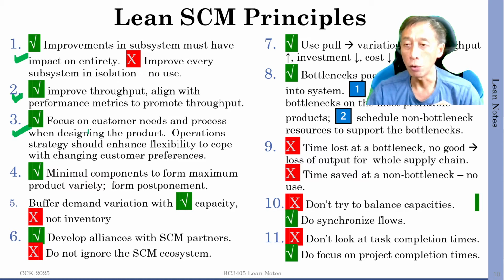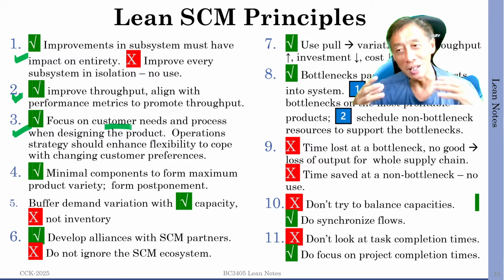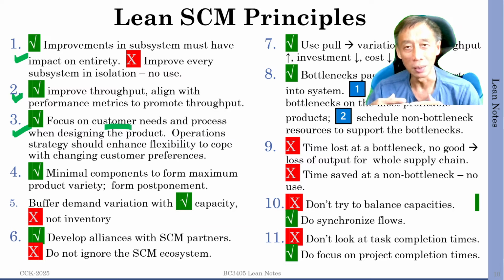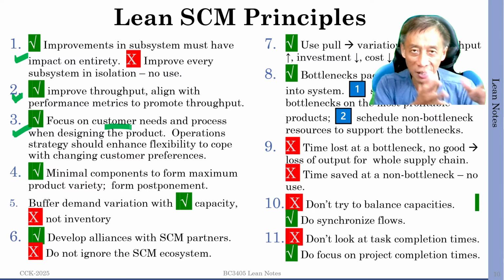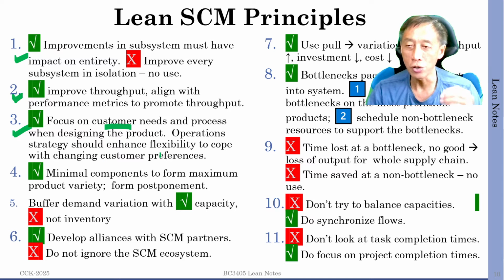Number three, focus on customer needs. Total quality management, TQM, taught us the customer is at the center. Listen to the customer. And value stream mapping says you need to start looking at what delivers value to the customer, and then work upstream. Then you can identify the waste and remove the waste. So operation strategy should enhance flexibility to cope with changing customer preferences.